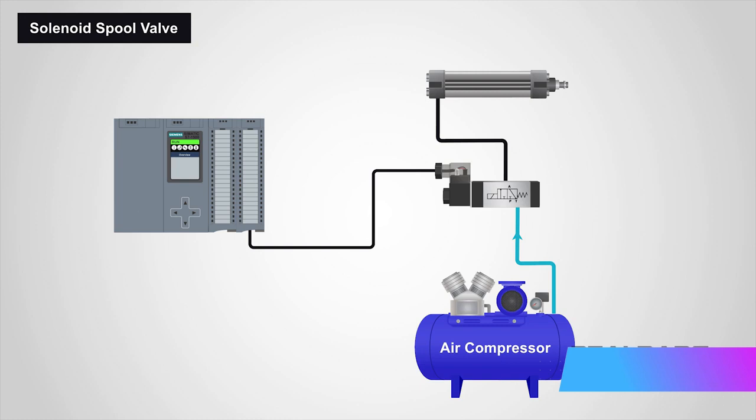Whatever the method chosen to control the valve, all that we are doing is simply pushing the spool to move within the housing, and by doing this, we are allowing or blocking the path between the ports.